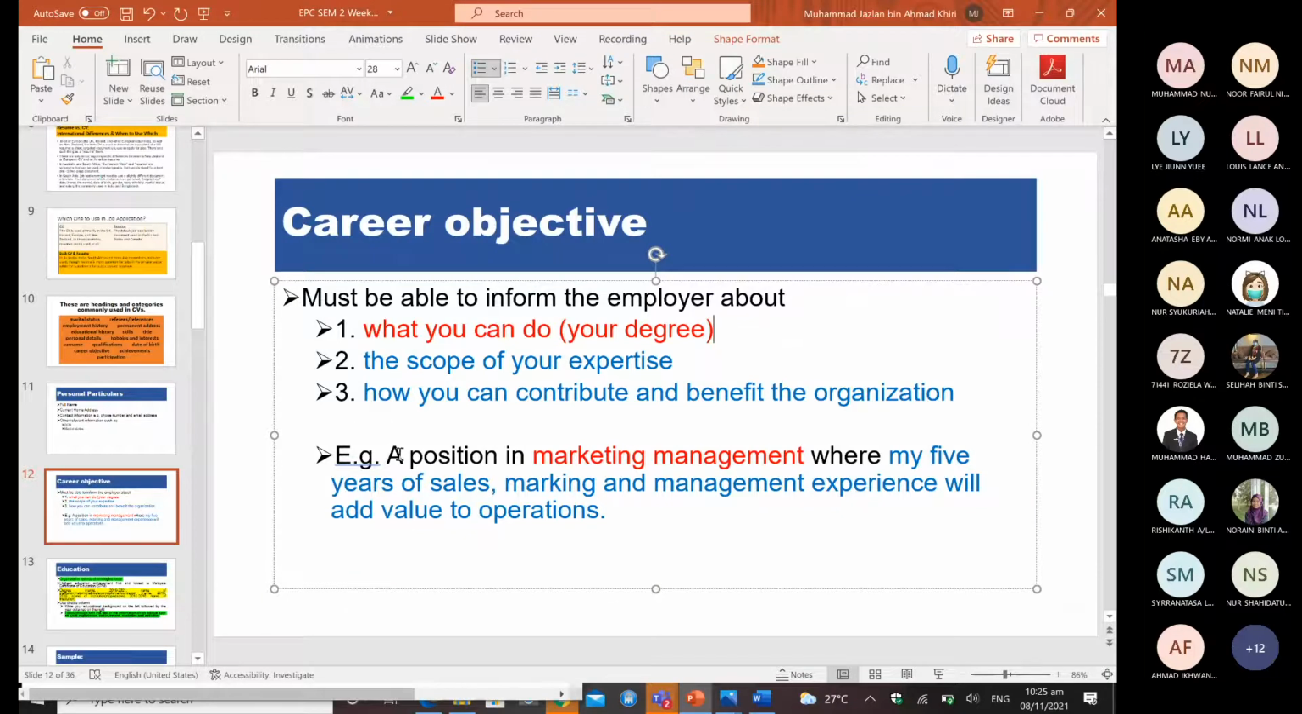That is why, ladies and gentlemen, you can see in the example, a position in marketing management. As you can see there, marketing management can be a degree program. You can also choose to write something like a position with a degree in marketing management. Or you can write a position with a degree in animation, a position with a degree in event management.